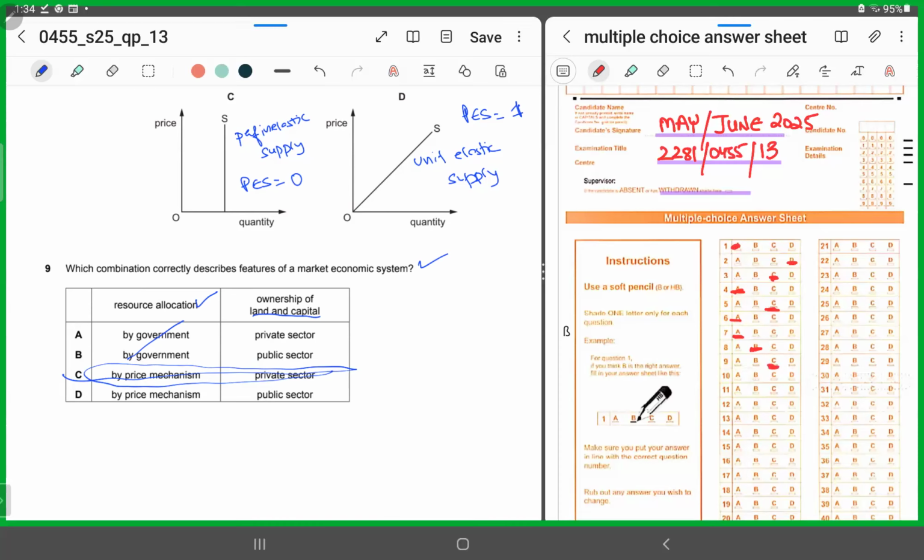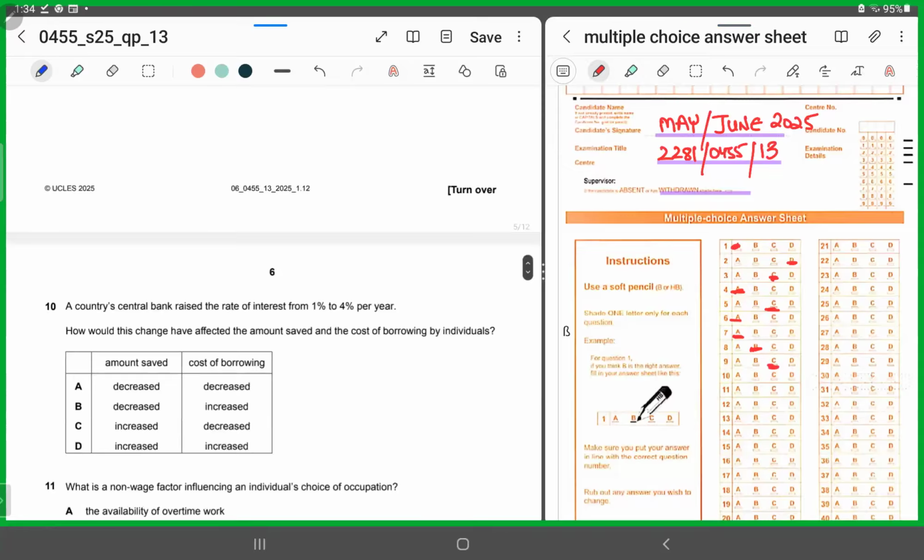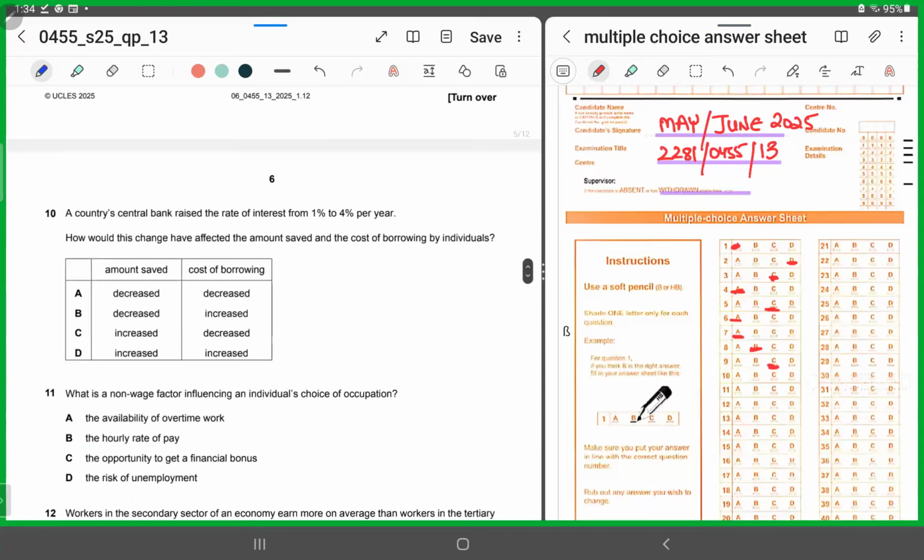Number 10. A country's central bank raised the rate of interest from 1% to 4%. How would this change affect the amount saved and the cost of borrowing by individuals? So now if the interest rate rose, the cost of borrowing should increase. So if the cost of borrowing is increased, we can chop A and we can chop C because they both are saying cost of borrowing decreases.